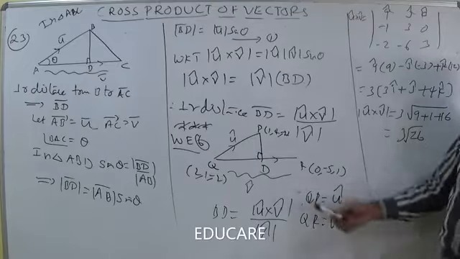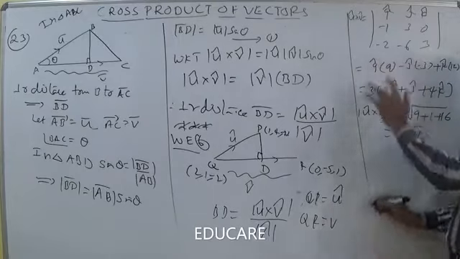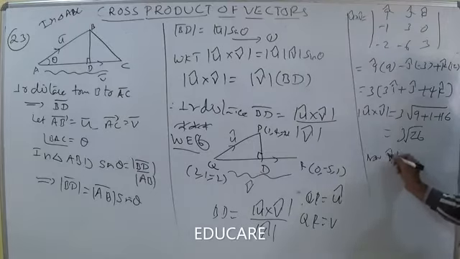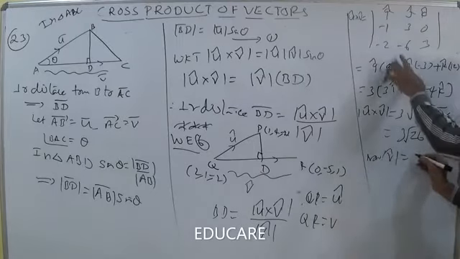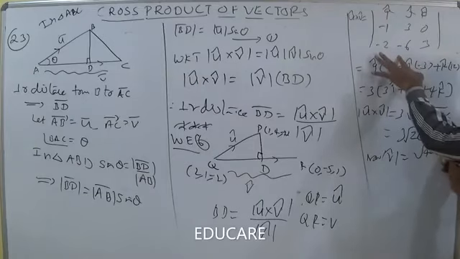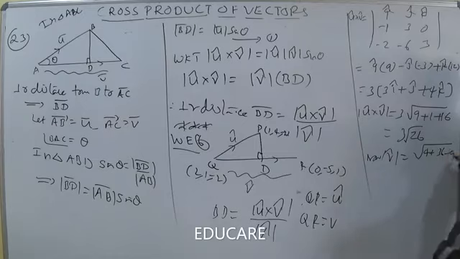Simply mod v means the magnitude. Now mod v I am writing, mod v cap is equal to root of 4 plus 36 plus 9, it becomes 7.